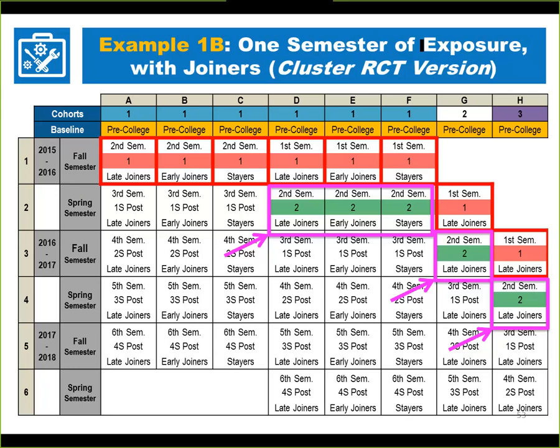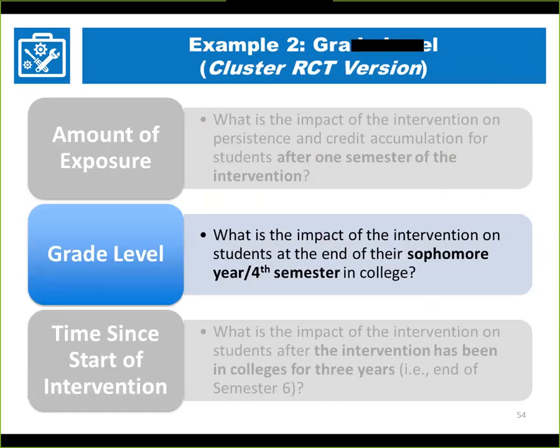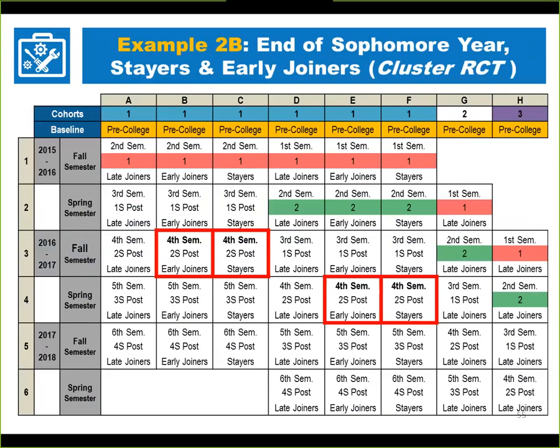Next, we'll look at example 2, the question about impacts on students at the end of their sophomore year, or at the end of their 4th semester in college. The sample will include students at the end of their sophomore year, 4th semester in college, regardless of their amount of exposure to the intervention or the time since the start of the intervention.